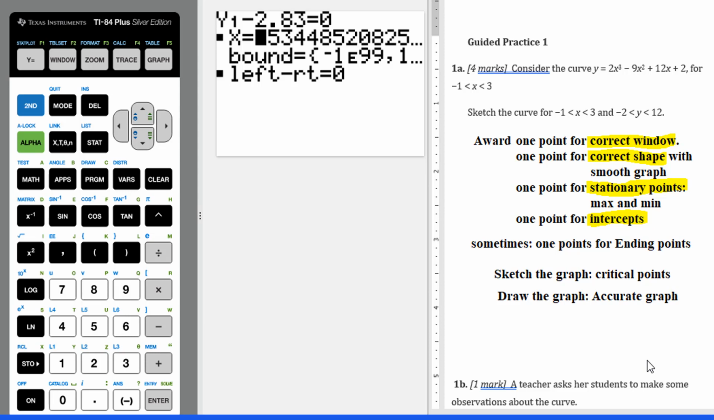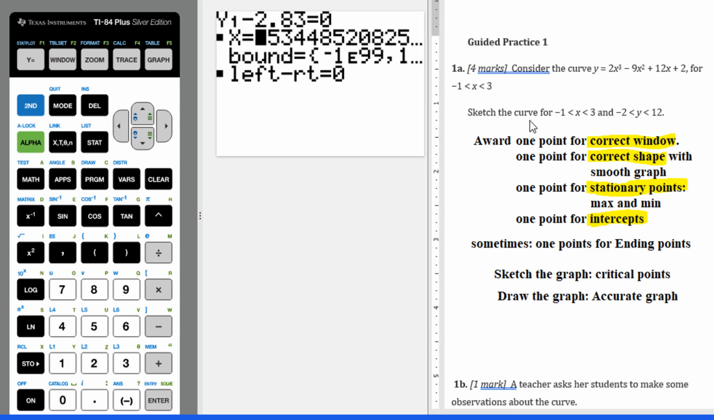This video is about how calculus is tested in the IB exam. Let's look at guided practice 1. Consider the curve y equals 2x to the third power minus 9x squared plus 12x plus 2, for x between -1 and 3. Sketch the curve for x between -1 and 3 and y from -2 to 12.